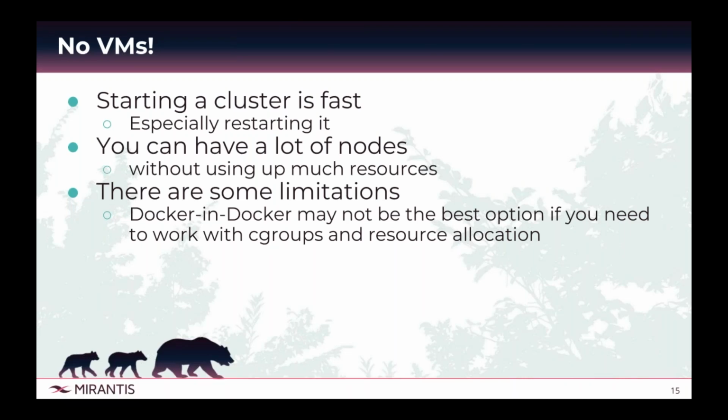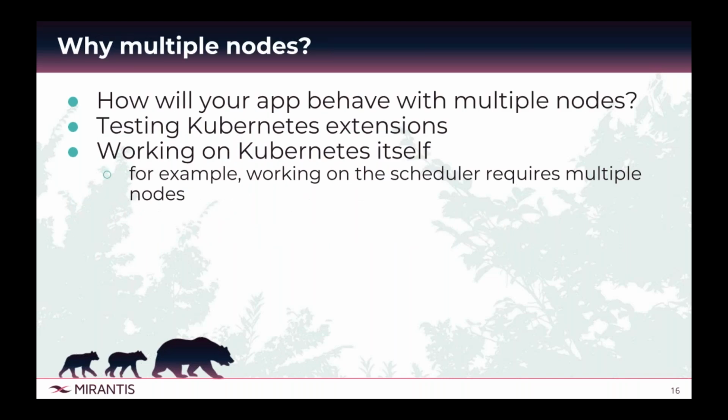So this will work for a lot of situations. It may work a bit worse if you need to do something advanced with Kubernetes resource allocation, because there are some limitations related to cgroup handling in nested Dockers. But for most cases, it will work just fine.